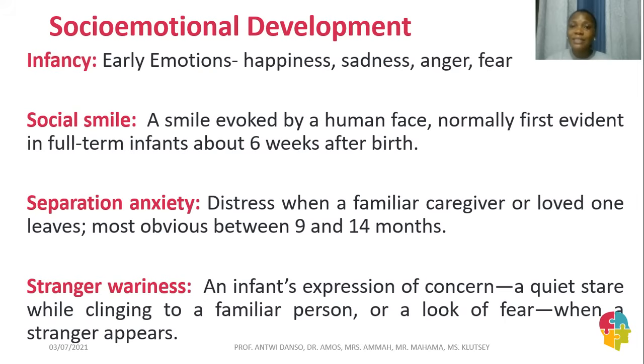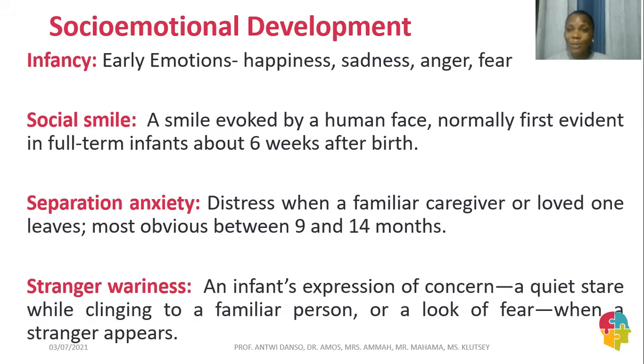Specifically, we are going to look at some of the emotions that they experience. The first one is what we call social smile, a smile that is invoked the moment the child sees a human face. Normally, it is evident in full term about 6 weeks after the child is born. So no matter who the child sees, the child begins to smile at the person. That is what we refer to as social smile.